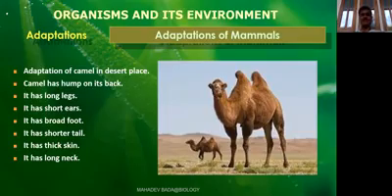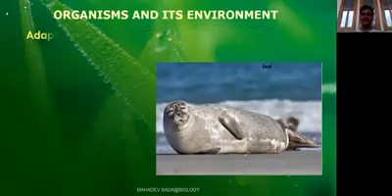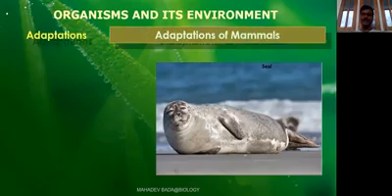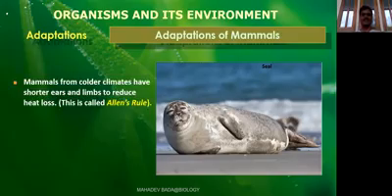Hump on its back, long legs, short ears, broader feet, a shorter tail, thick skin, and a long neck. So these are the characters that it has developed for adaptation in the desert that make the camel survive.